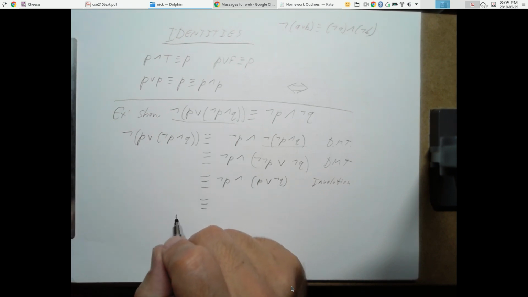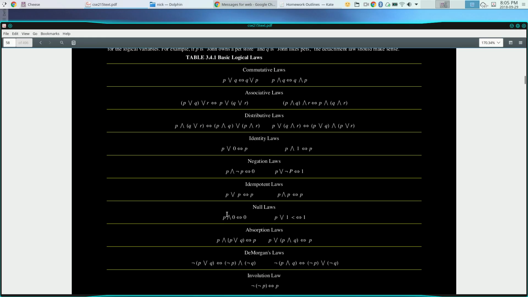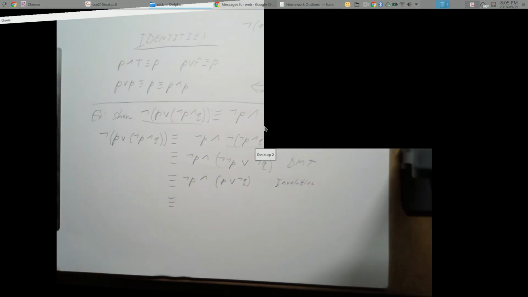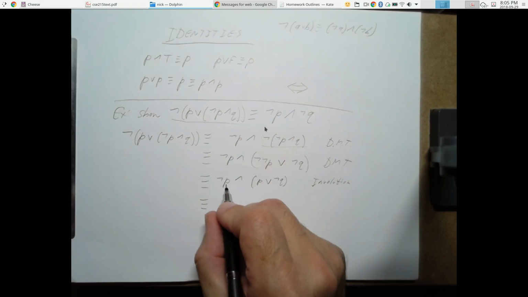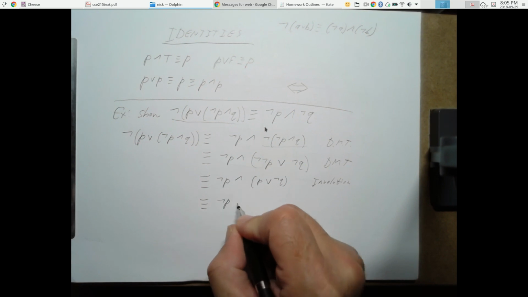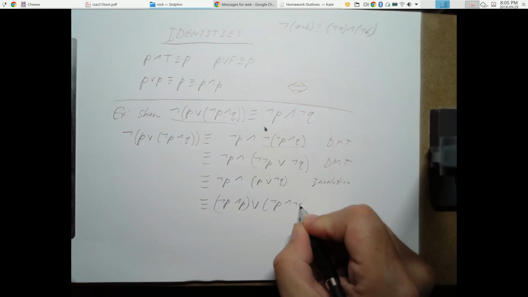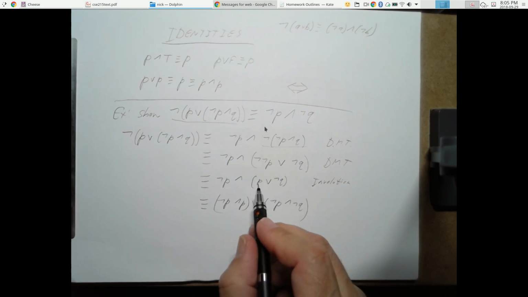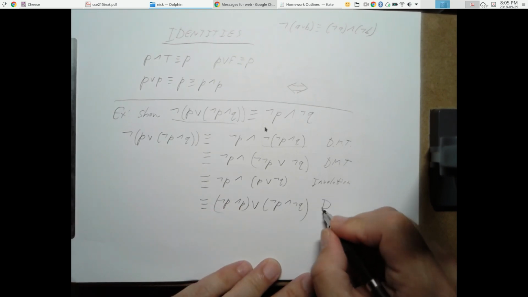And now I'm going to do a distribution. So our distribution law says that if we have P ANDed with Q or R, we can distribute that P with the Q and the R and OR those two resulting expressions. So you've got to be careful. You've got to just do this as kind of a blind operation. So not P ANDed with this would be not P ANDed with P, ORed with not P ANDed with not Q. Right? So I took this and put it with P, and then I took this and put it with not Q, and I just ORed those together. So that's distribution.